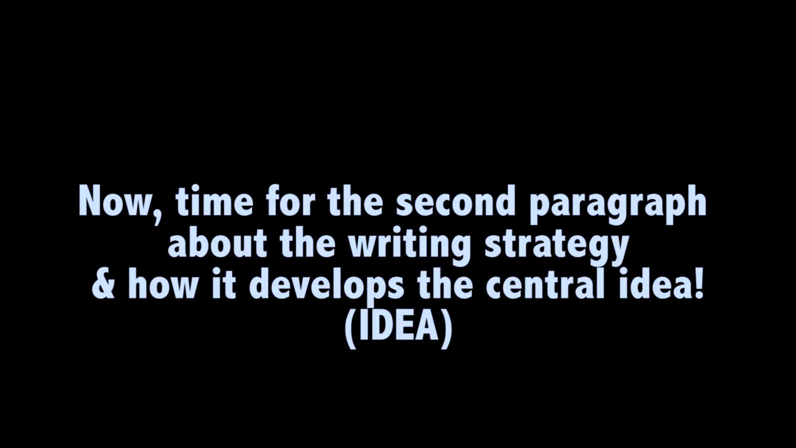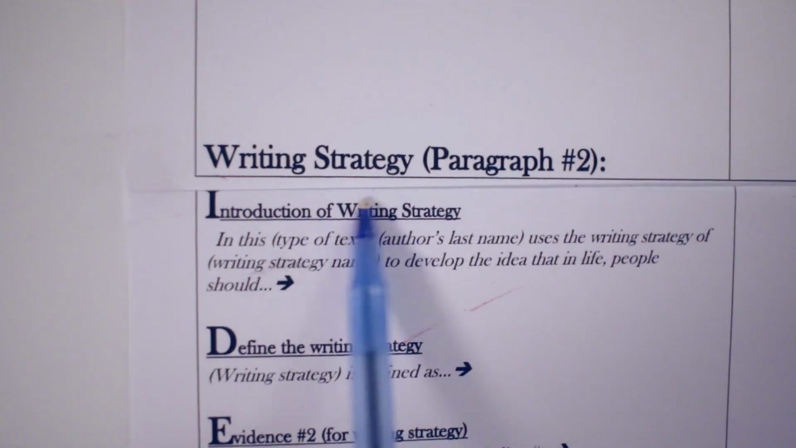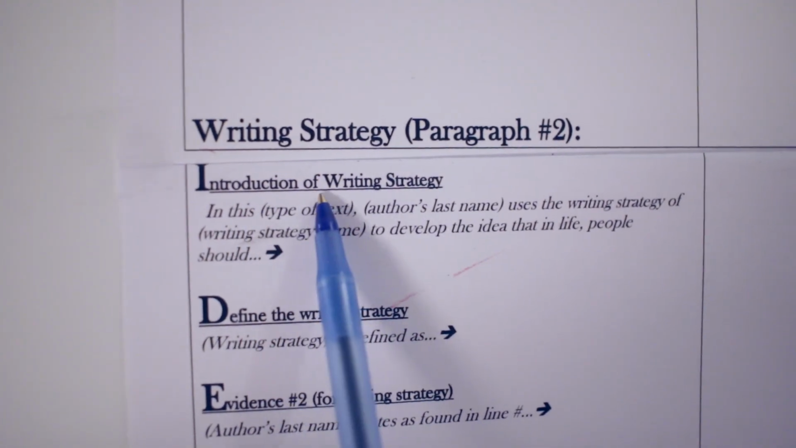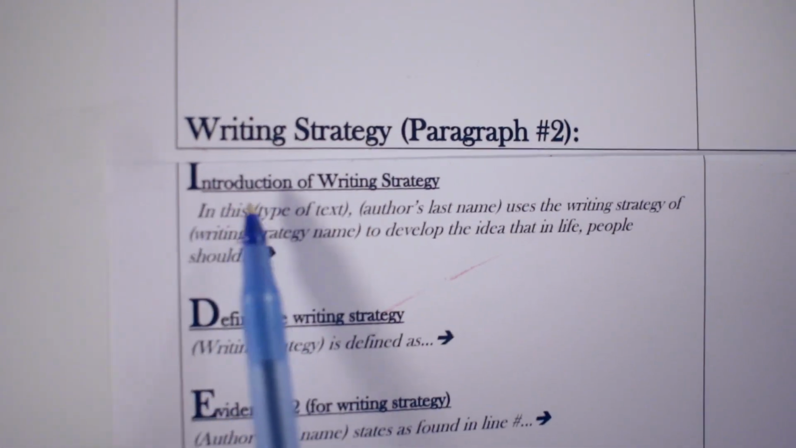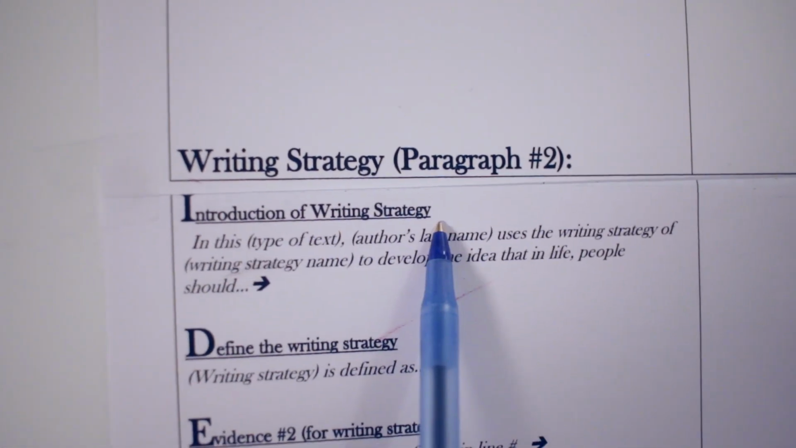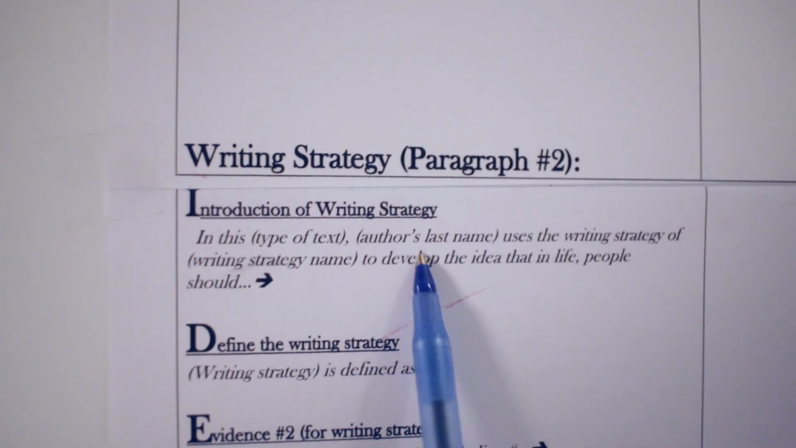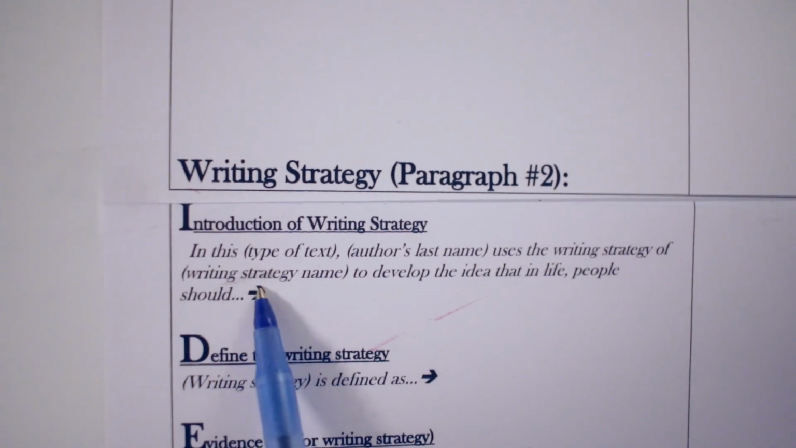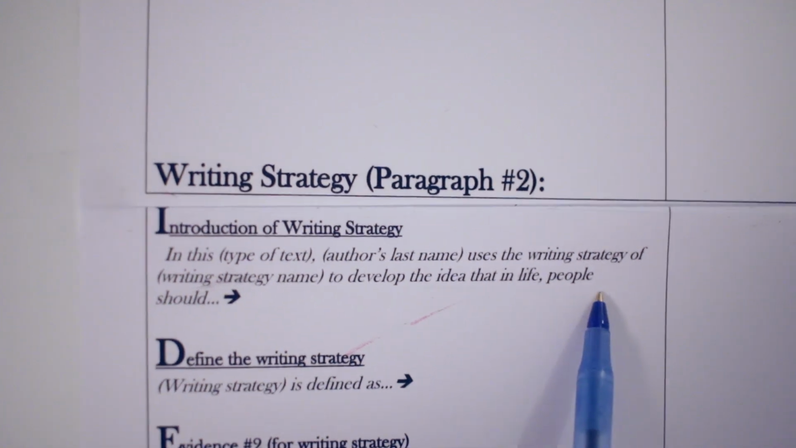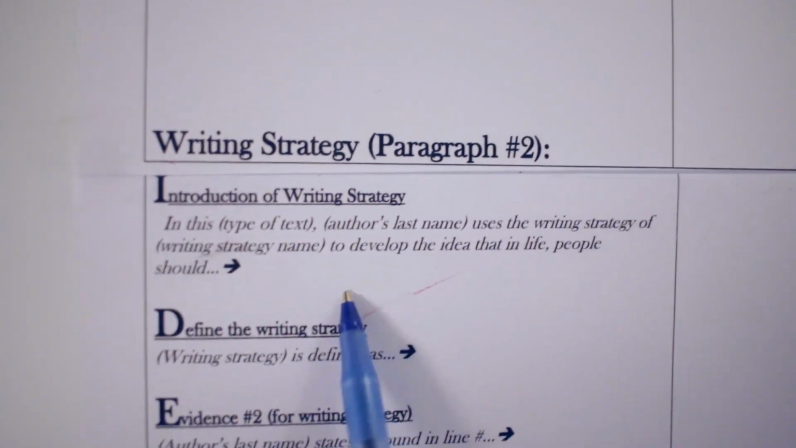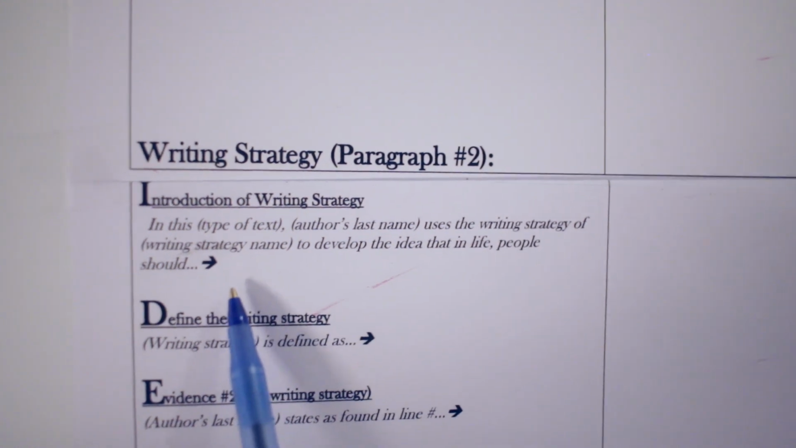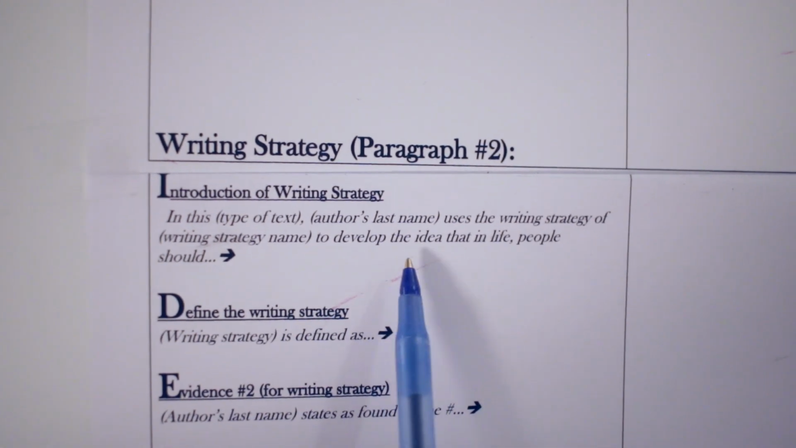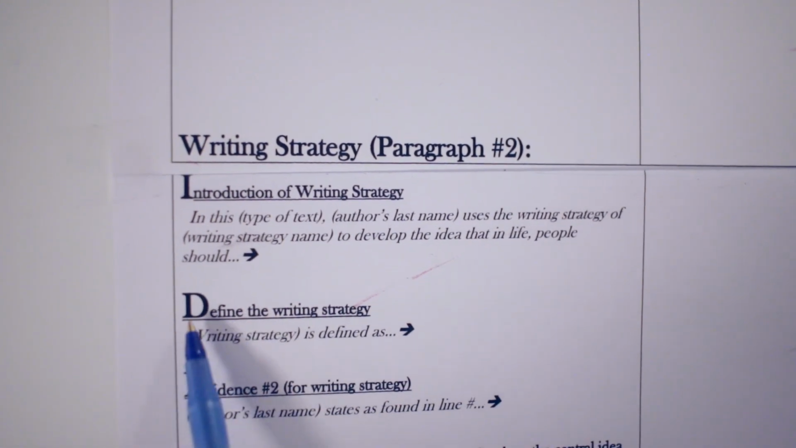So let's talk about the second paragraph, which is where you'll be talking about your writing strategy, discussing the writing strategy that you identified that you can use to explain how the author connects to the central idea. So I would be introduction of the writing strategy. In this speech, Shaw uses the writing strategy of, for example, conflict to develop the idea that in life people should be treated the same regardless of their gender. So this would be the same central idea from before. You can use different words in order not to sound repetitive.